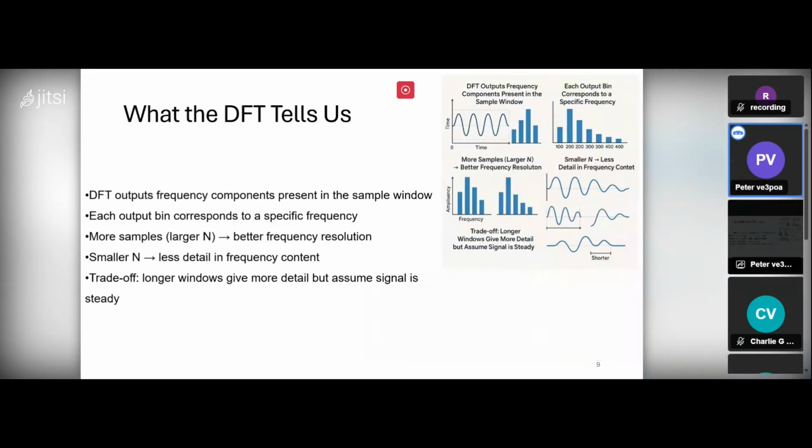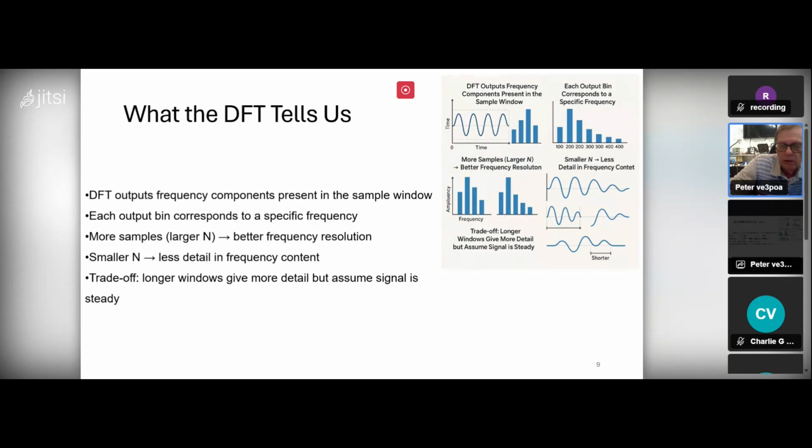So the DFT outputs a list of frequencies present in the analyzed signal segment. And these are the frequency components that make up that signal within that time frame. Discrete Fourier sorts the signal into frequency bins, and each bin shows the strength of a particular frequency, like how much of 100 hertz or 200 hertz, etc., is present.